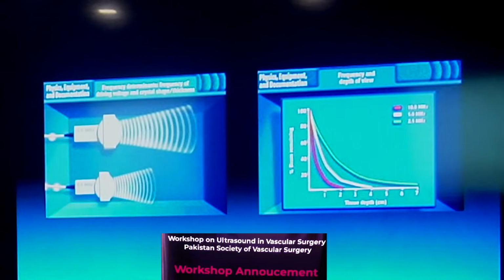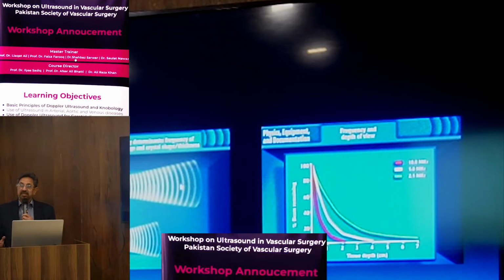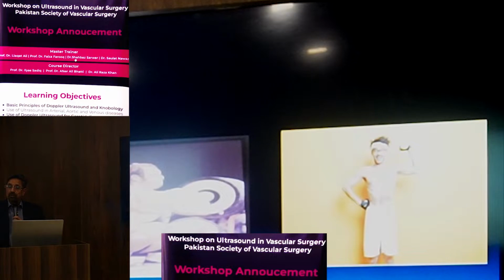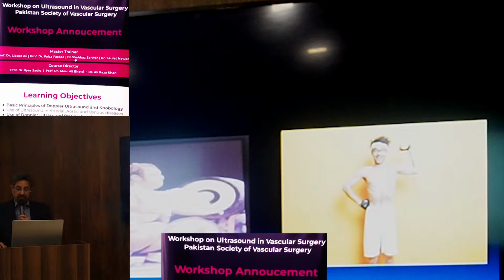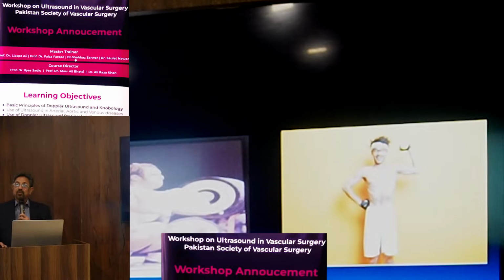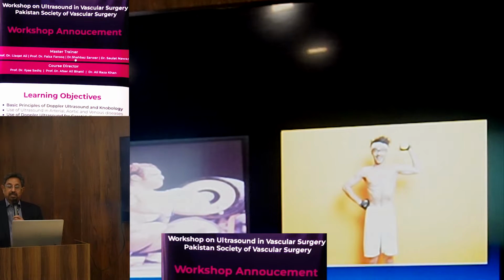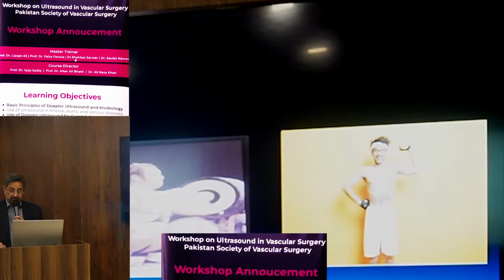I told you that with lower frequency there is more penetration, and with higher frequency less penetration. So we'll use a low frequency, but not so low that we lose the good quality of the picture. And if there is a very thin patient, we have the benefit that we can use the higher frequency, have a very good picture, and it can penetrate enough in that patient. So that's an important factor.